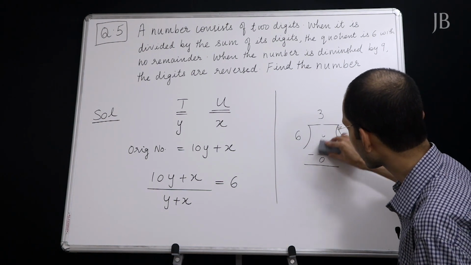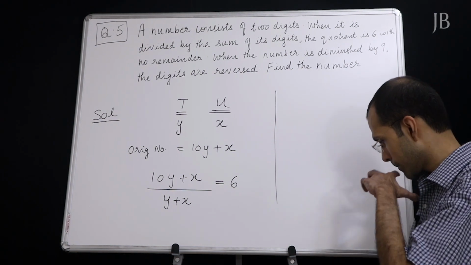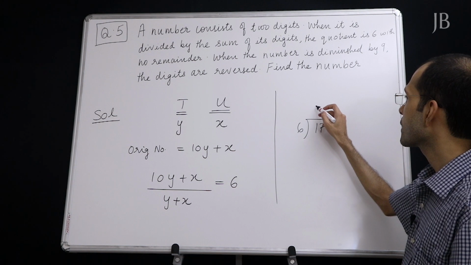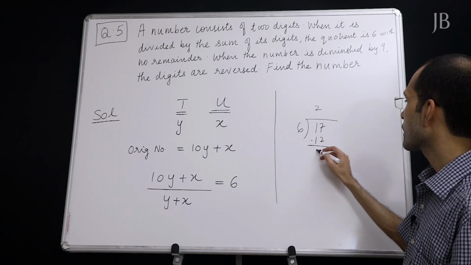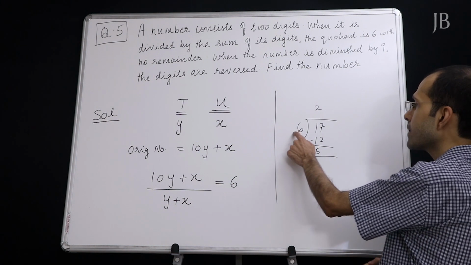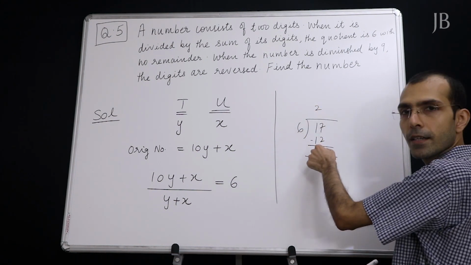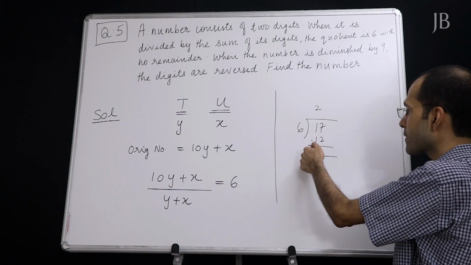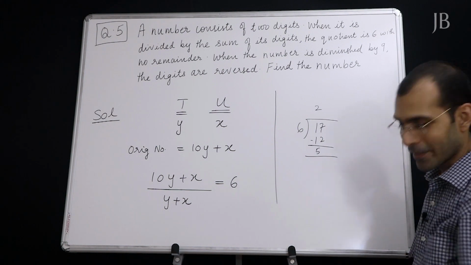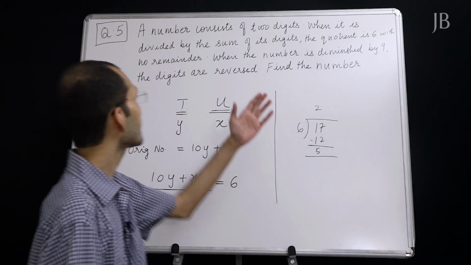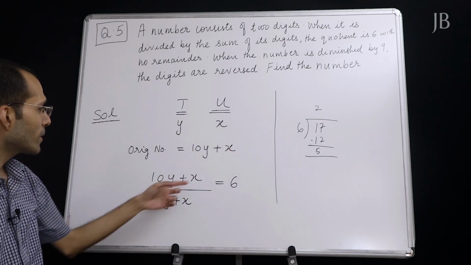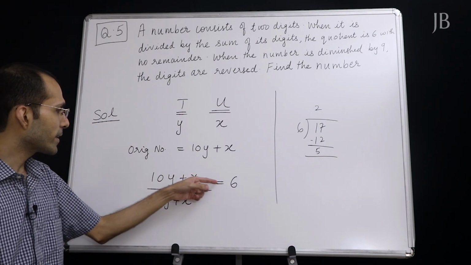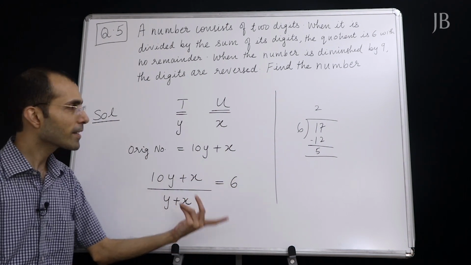Suppose this was 17, and we are dividing by 6. So 6 twos are 12. This is 5. So this is the divisor, dividend, quotient, remainder. So 6 into 2, 12. 12 plus 5 comes to 17. Now here they said with no remainder. So it is nice. So this number we are dividing by y plus x and we are getting the quotient as 6 and there is no remainder.